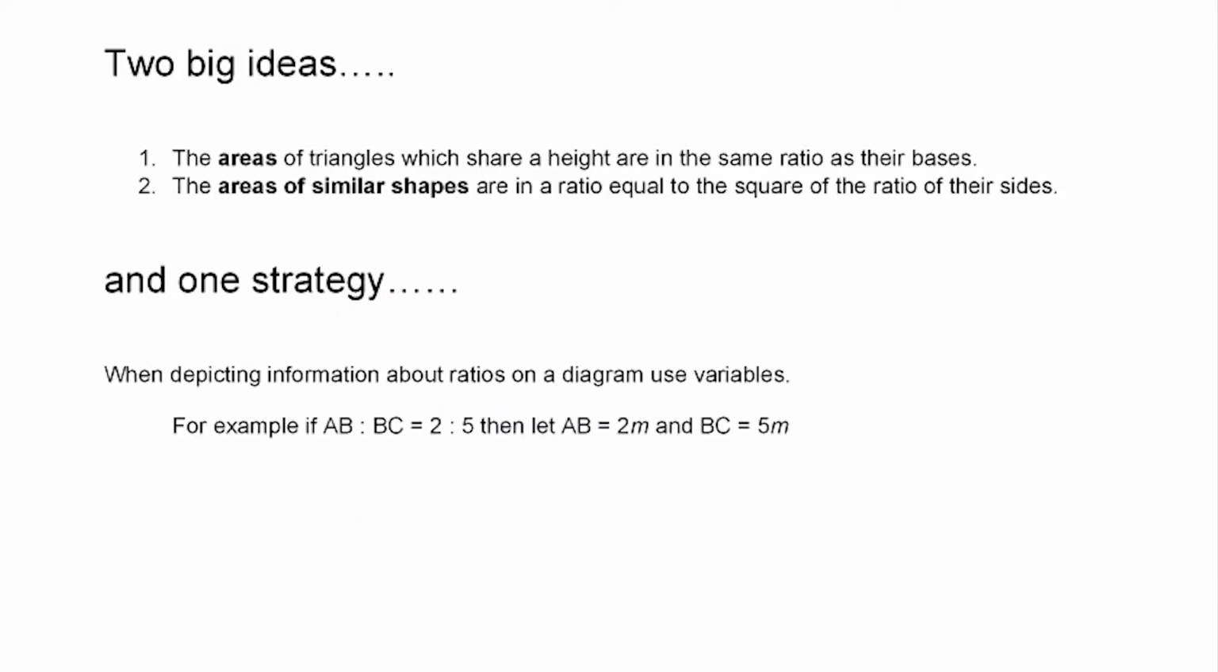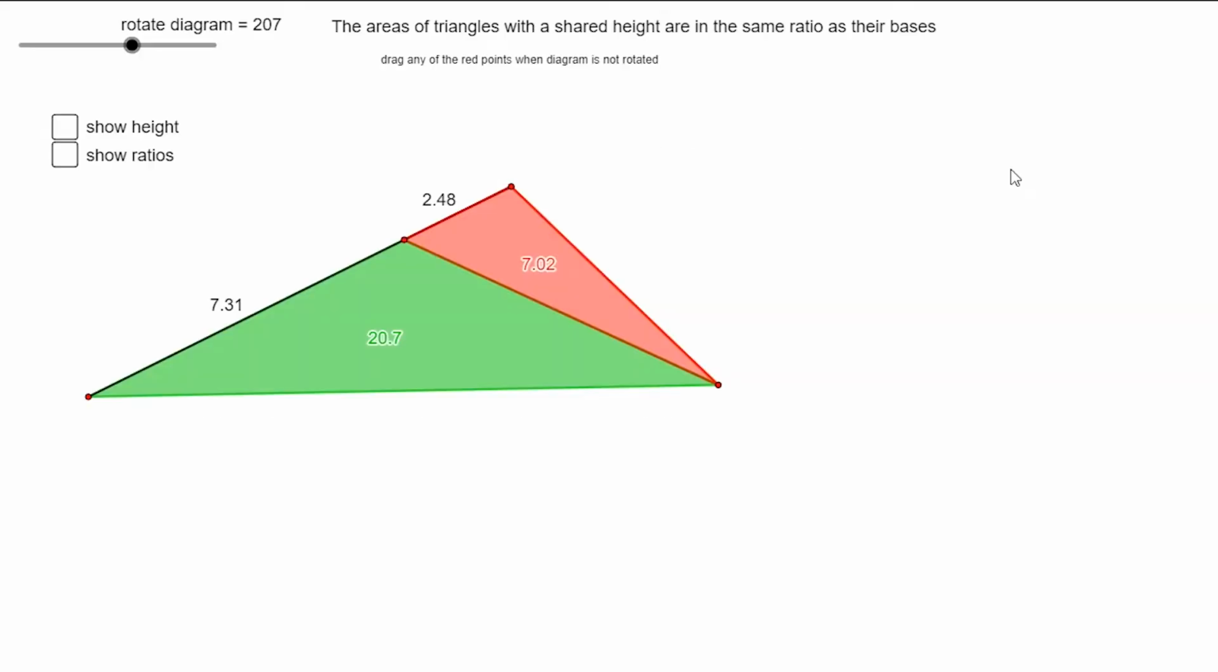So welcome to this video on ratio and proportion, and we're going to look at two big ideas. First up, the first one is that areas of triangles which share a height are in the same ratio as their bases. Let's just take a look at this. Okay, so here we've got two triangles. We've got a red one and a green one, and in fact we've got three triangles because there's actually the big triangle that comprises both of them.